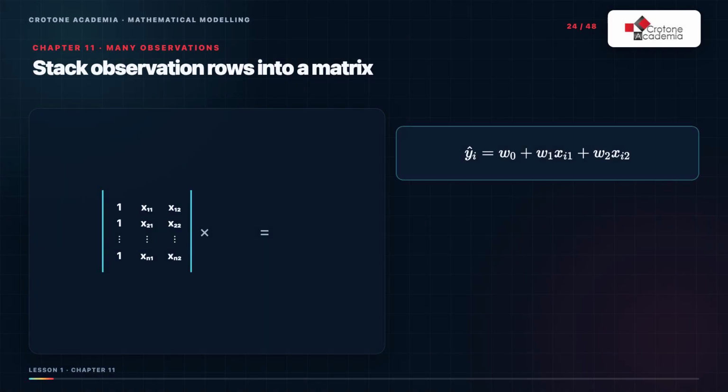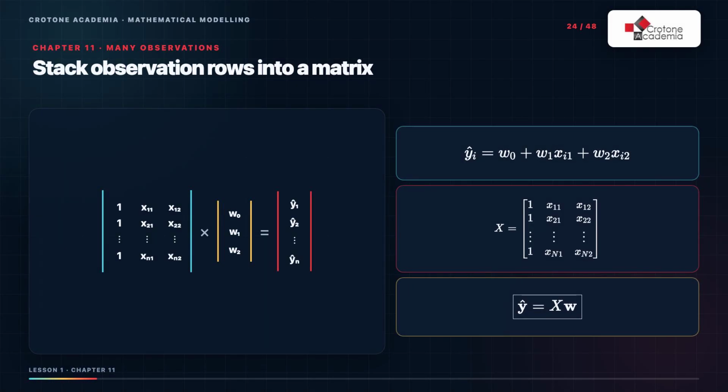Now, evaluate the same model for many observations. For observation i, x sub i1 is its first input, and x sub i2 its second. Stack one observation per row. The first column contains 1s for the intercept. The next columns contain the two inputs. Stack the shared parameters into W, and the predictions into y hat vector. Matrix multiplication produces y hat equals XW. Every row is one observation, every column is one input or feature. The parameter vector contains one weight per column. Matrix notation does not introduce a different model, it applies the same model to all rows at once.